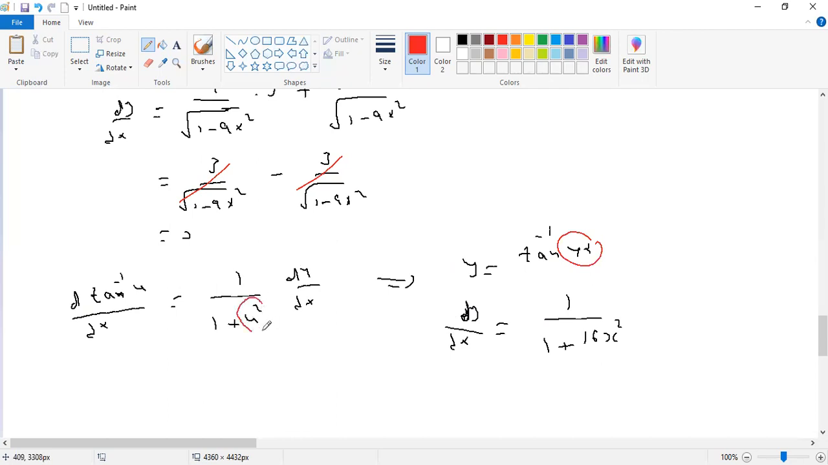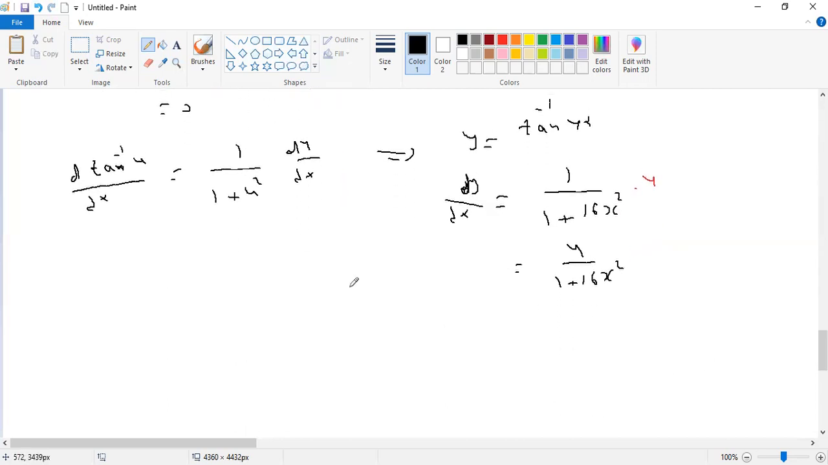See what you said? u squared. Now what's the u? 4x. So then it will be 16x squared. Multiply by the derivative of 4x, so it is 4 multiplied by 4. That means the answer is 4 over 1 plus 16x squared.